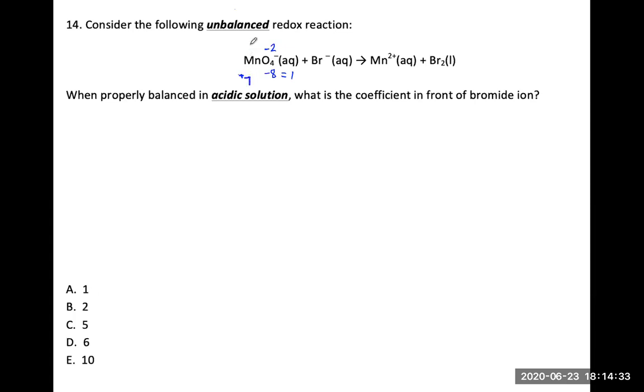And there's just 1 manganese, so on its own, it has to contribute +7. Br minus is easy. That's going to have an oxidation number of -1. Manganese 2 plus is easy. That's just going to be +2. And Br2 on its own, it's just going to be 0.